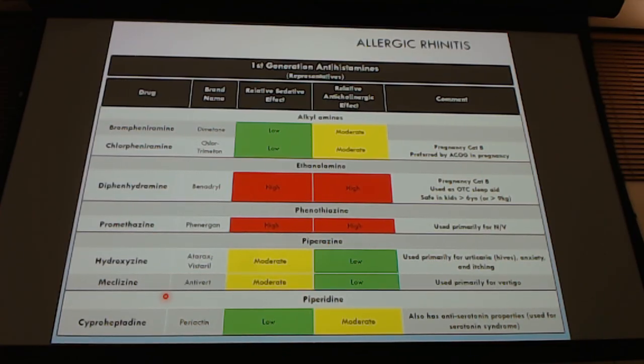Your hydroxyzine and your meclizine, these are called piperazines, okay? When we look at this, most of the time we're not using this for allergies. Your hydroxyzine, you can use this for anxiety, you can use this for itching, hives, things like that. Whereas your meclizine, most of the time you're going to use this for vertigo. So when people are very dizzy, we can use these.